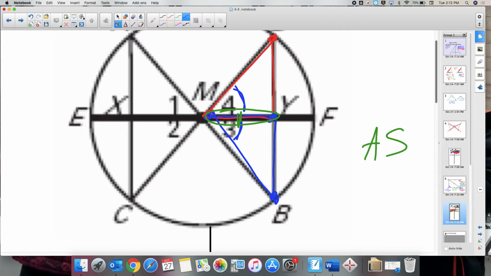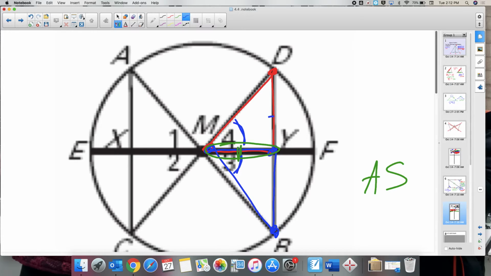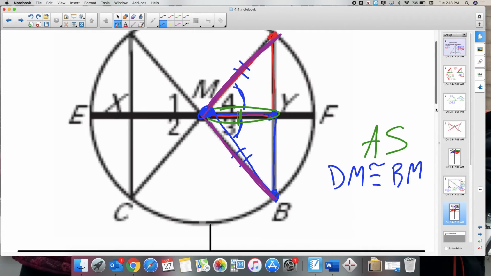But the side I need to keep in mind: if I do DY, that's not going to make angle 4 the included angle. I do not want to talk about DY. We want DM. So we want to find why DM will have to be congruent to BM. Well, as it turns out, M is the center of our circle. That means that M to D and M to B are both radii of the same circle. Radii are always congruent to each other.